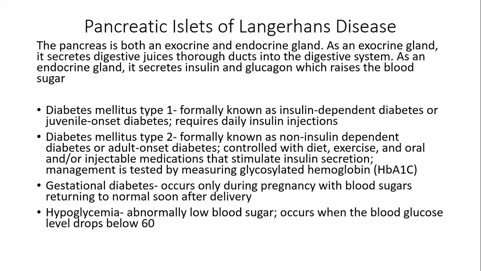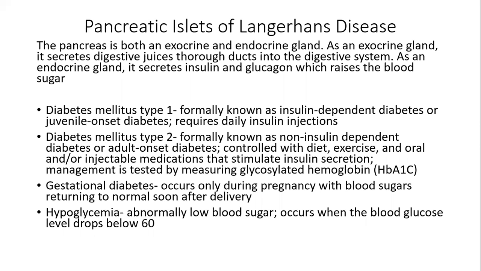Pancreatic islets of Langerhans disease. The pancreas is both an exocrine and endocrine gland. As an exocrine gland, it secretes digestive juices through ducts into the digestive system. As an endocrine gland, it secretes insulin and glucagon, which raises the blood sugar.